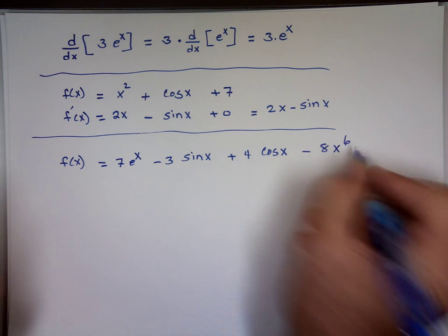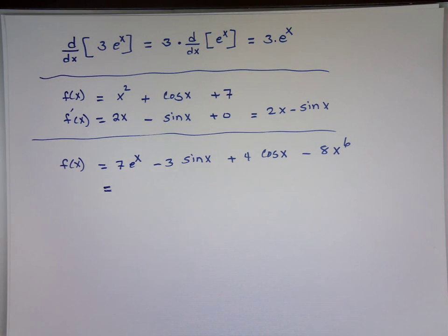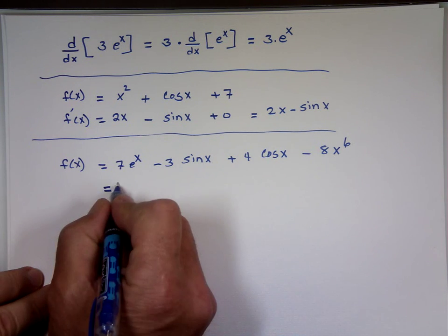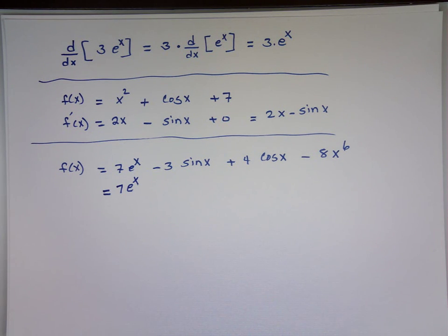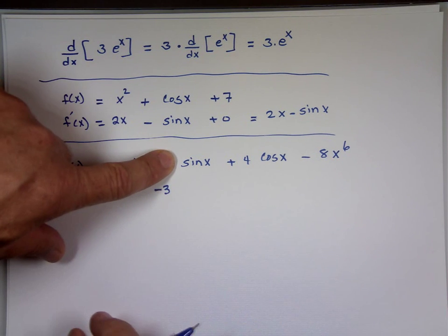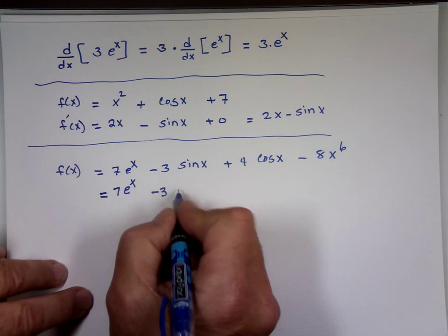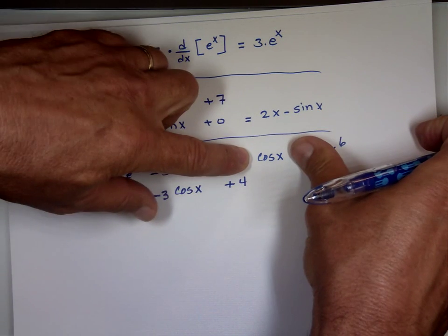Okay, we get this problem. Seven e to the x. What's the derivative of 7e to the x? 7e to the x. The derivative of e to the x is e to the x. The 7 you can pull in the front. Here's the minus 3. What's the derivative of sine of x? Cosine of x. Here's the plus 4. What's the derivative of the cosine of x? Negative sine of x.